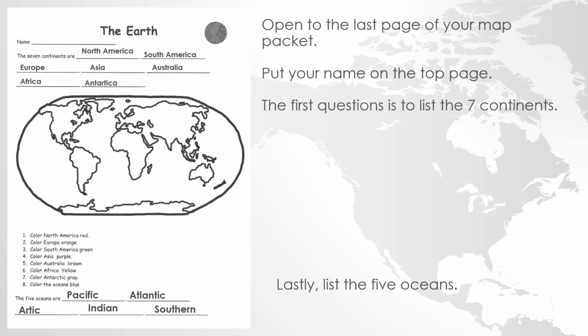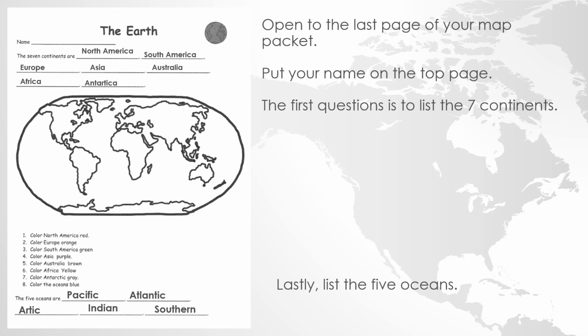And just below Europe, you're going to color, oh, Australia is supposed to be brown. I'm sorry, I didn't tell you that. Australia is brown. Africa is going to be yellow, and it's right below Europe. And then remember our southernmost at the bottom, that continent is Antarctica. We're going to want to color that gray. And you're going to color the oceans blue, okay?